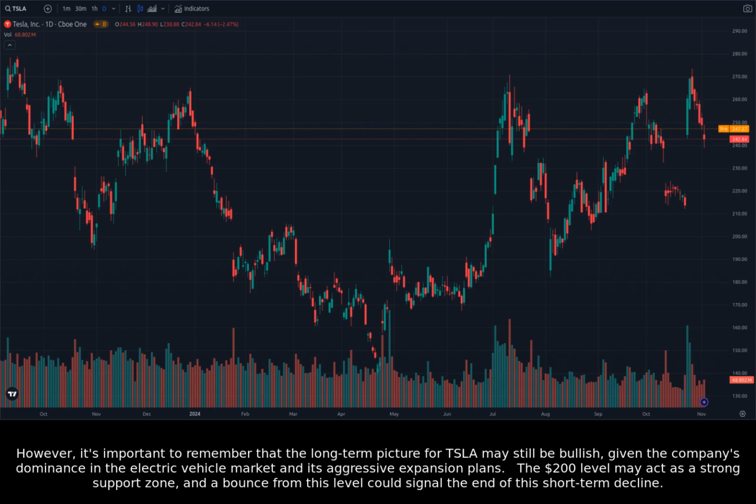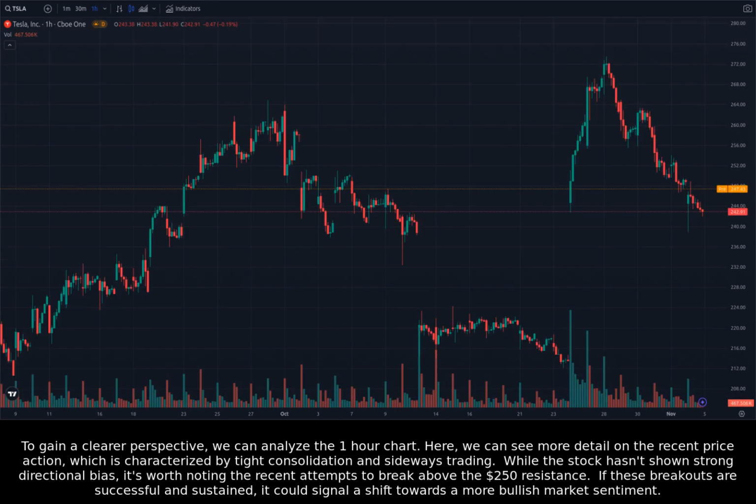However, it's important to remember that the long-term picture for Tesla may still be bullish, given the company's dominance in the electric vehicle market and its aggressive expansion plans. The $200 level may act as a strong support zone, and a bounce from this level could signal the end of this short-term decline. To gain a clearer perspective, we can analyze the 1-hour chart.